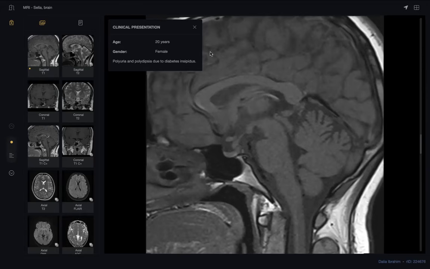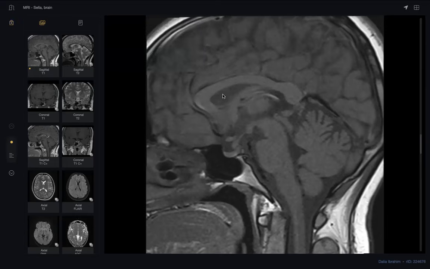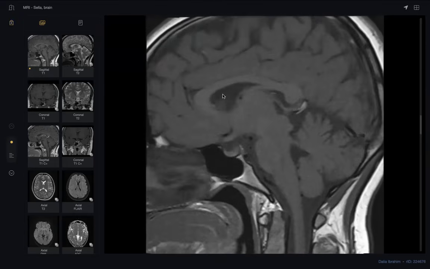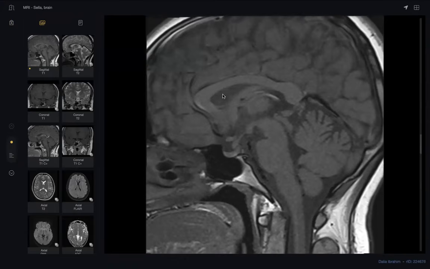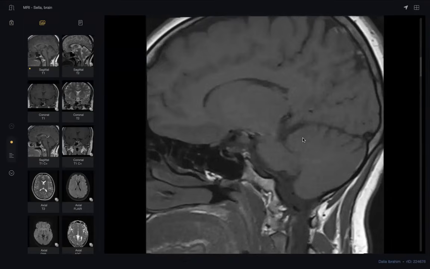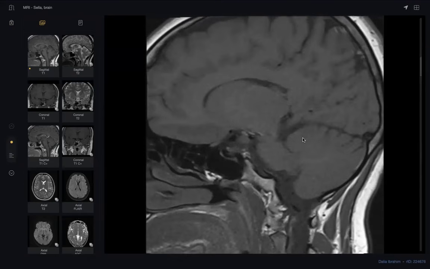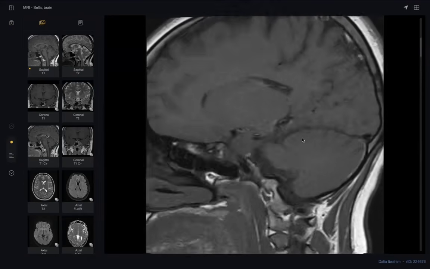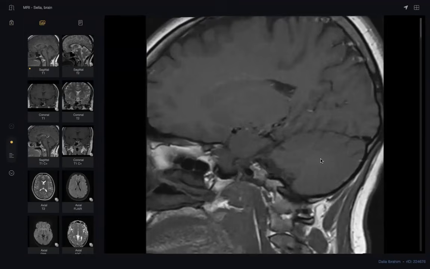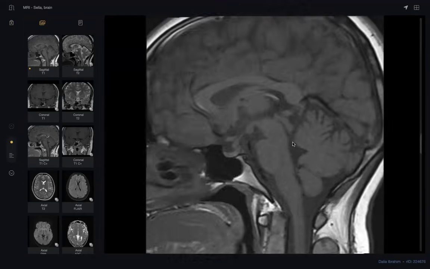Okay, so this is a 20-year-old female patient with polyuria and polydipsia due to diabetes insipidus. These are sagittal cuts and T1 weighted images. I think it's a pituitary scan, not a brain scan. Yes. I'm going to concentrate on the area of interest here, the sella area.